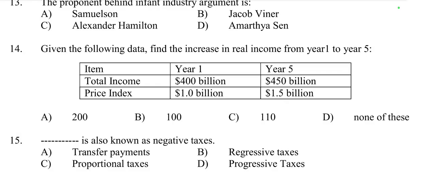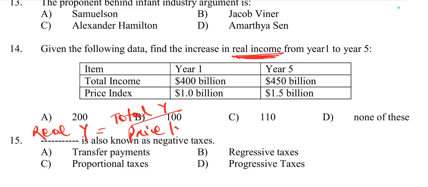Here we find the value of the real income. The formula for real income is: real income is equal to total income divided by the price index.